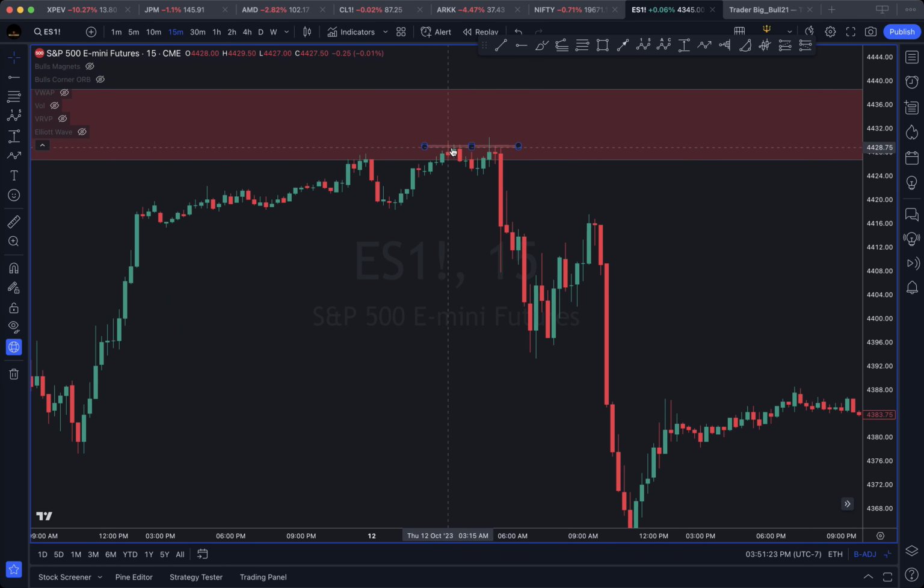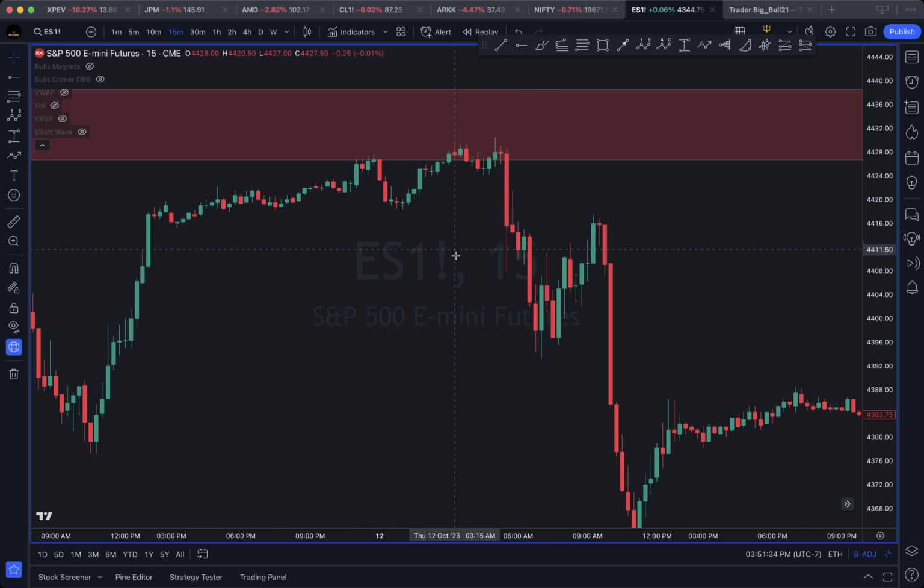Right here, the prior highs were formed and the price tried to break out of this level, couldn't break out, retested it, and then I'm going to go short on this one.